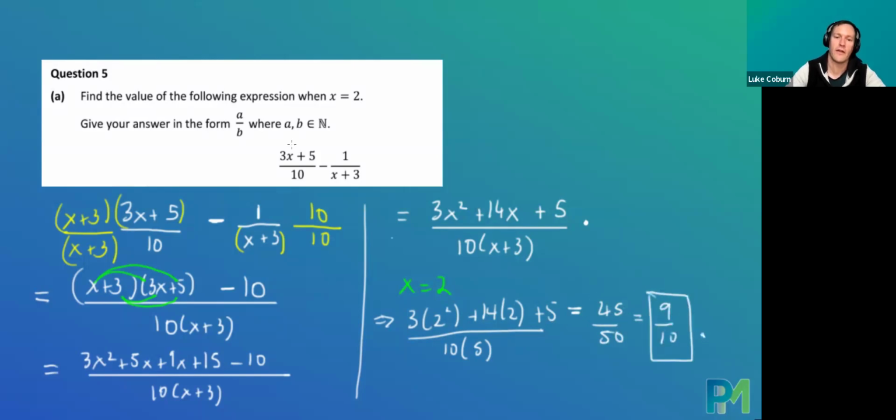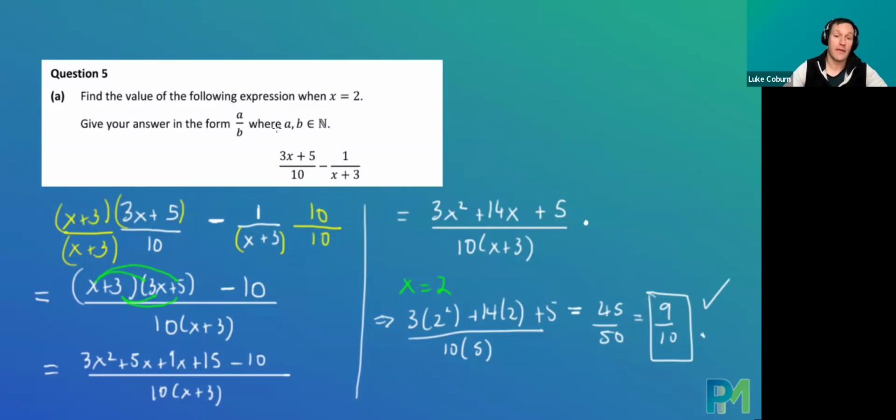That's the answer. We have to give our answer in the form of a over b as a fraction. So we want to be getting a fraction out as our answer. A and b have to be natural numbers. This is correct. I can't get it in simpler form than that. In fact, this is probably also correct, but you always get it to simplest form.